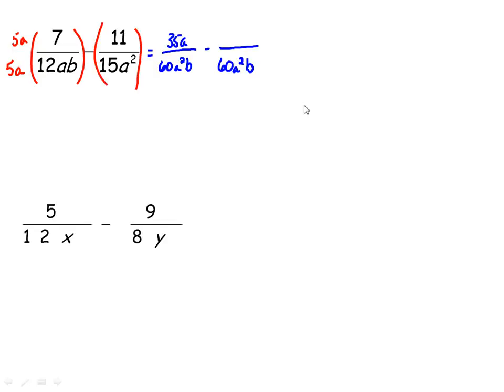In order to get 15 to go to 60, we have to multiply by 4. The A squares are already taken care of, right? But we still need a B. So we're multiplying by the things that are different. So 4B times 11 is going to be 44B.